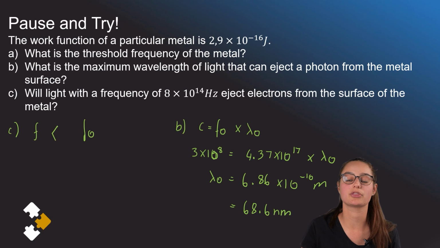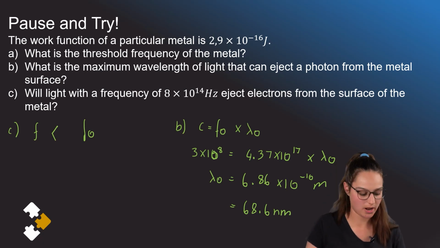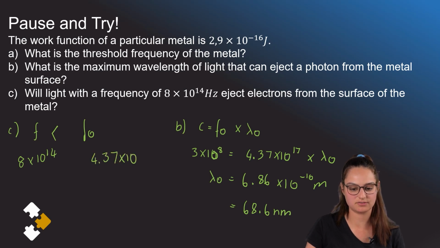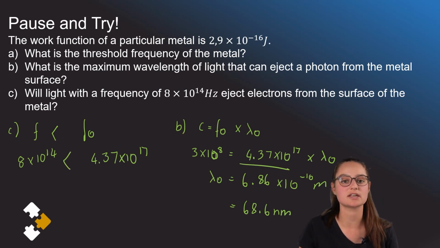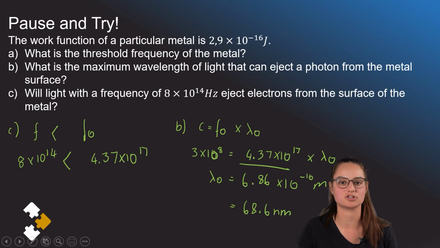So we need our frequency to be bigger than the threshold frequency. Our frequency was 8 times 10 to the 14, and our threshold frequency was 4.37 times 10 to the 17, what we just worked out over here. From this you can see that our threshold frequency is greater, and so we will observe the photoelectric effect and electrons will be ejected.